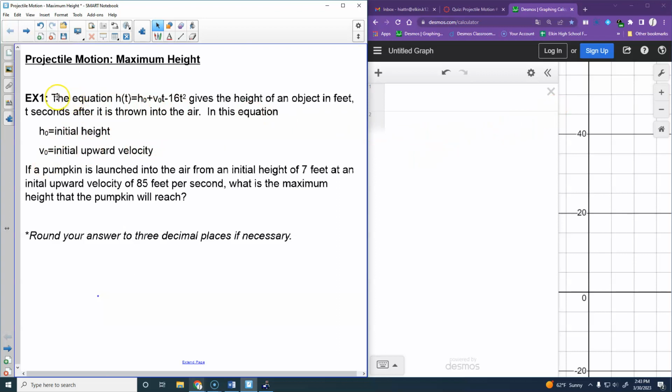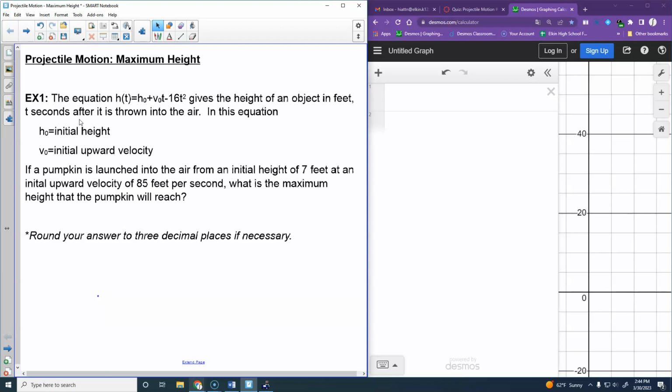All right, so a lot of these problems are going to start the same way. H of t equals h sub 0 plus v sub 0 t minus 16t squared. That's the equation we just did, right? It gives the height in feet. H sub 0 is the initial height. V sub 0 is upward velocity. So all of this stuff at the beginning we're going to see on a lot of these questions. It's just telling you about the equation, right? We've already kind of went through where that equation comes from, so hopefully you understand it well.